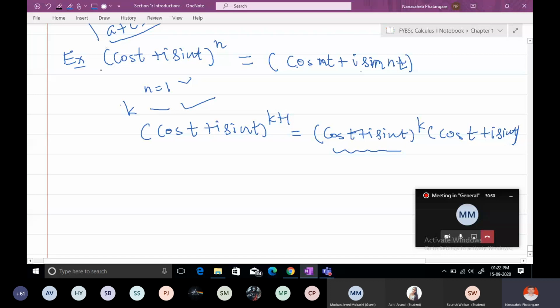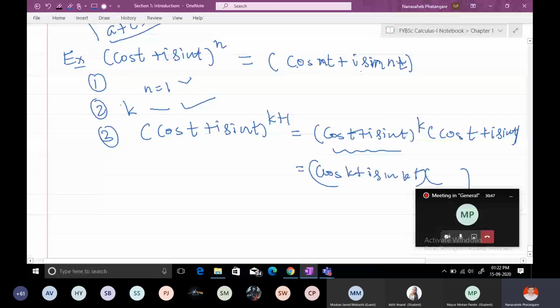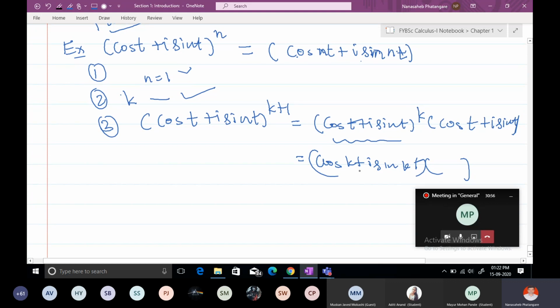What is the second step? Cos kt plus i sin kt. Very good. So this is the same as cos kt plus i sin kt, and the second bracket, whatever it is, multiply these two brackets and use the properties of angle addition of sin and cos. That will give you the answer, right?